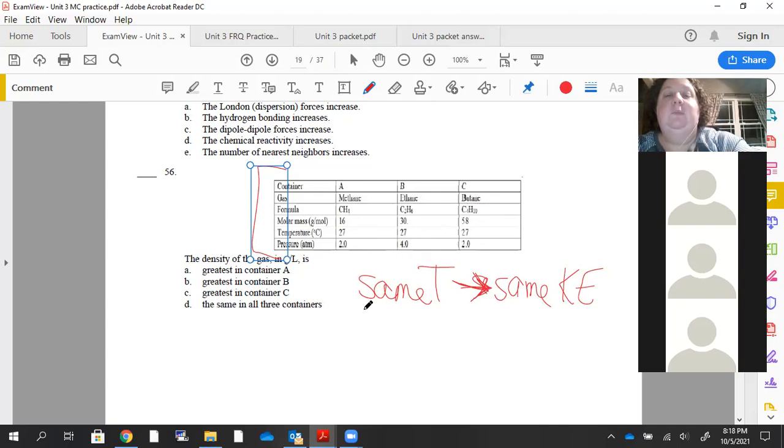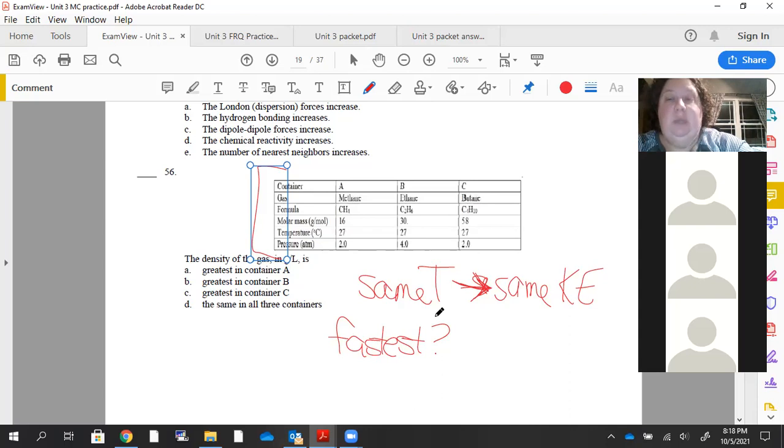But what about speed? Now, when we say speed and velocity, we use those sort of interchangeably. They mean the same thing. So which one of these is going to move the fastest? So we got to think, is one going to be faster than the others, or because they all have the same kinetic energy, are they all going to move at the same speed? Does the molar mass have any effect on the speed or no?